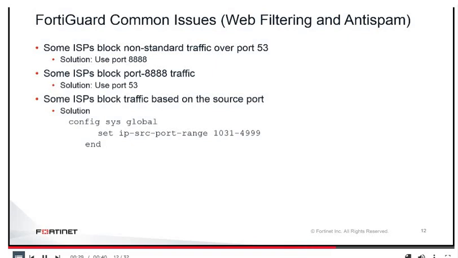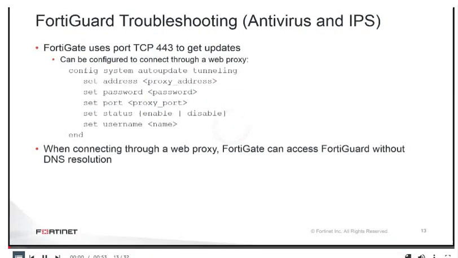There are also a few cases where ISPs block traffic based on source ports. Changing the source port range for FortiGuard to the range shown on this slide usually fixes the issue. For antivirus and IPS, communication between FortiGate and FortiGuard happens much less frequently.